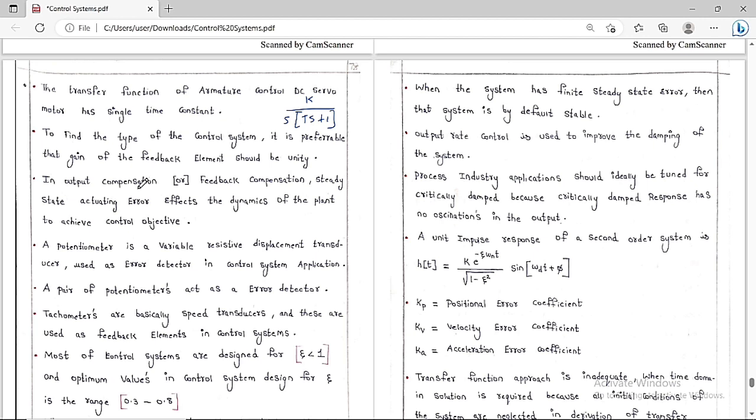The next point is, in the output compensation or the feedback compensation, steady state actuating error affects the dynamics of the plant in order to achieve the control objective.